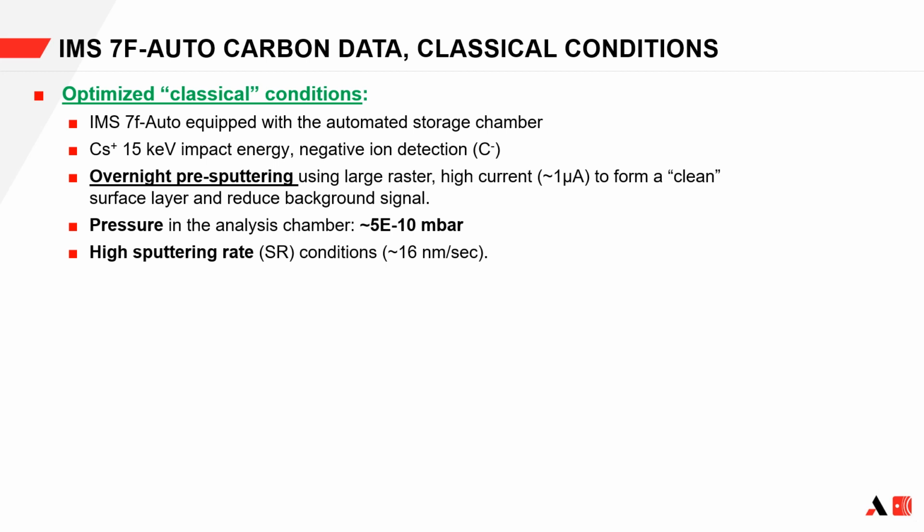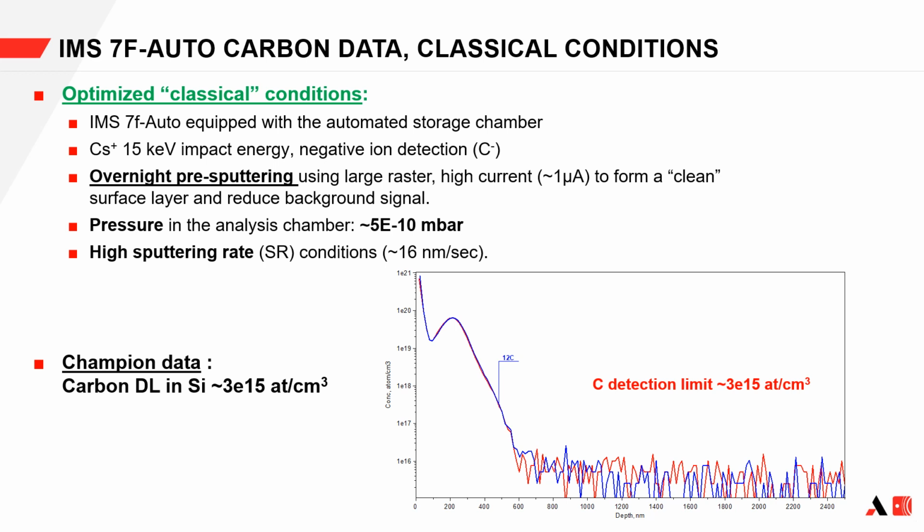For this analysis, the pressure in the analysis chamber has been maintained at about 5×10⁻¹⁰ millibar and a high sputtering rate, about 16 nanometer per second, was applied. Using these classical conditions, we obtained about 3E15 atoms per cubic centimeter as the best carbon detection limit in silicon. It is shown in this profile.